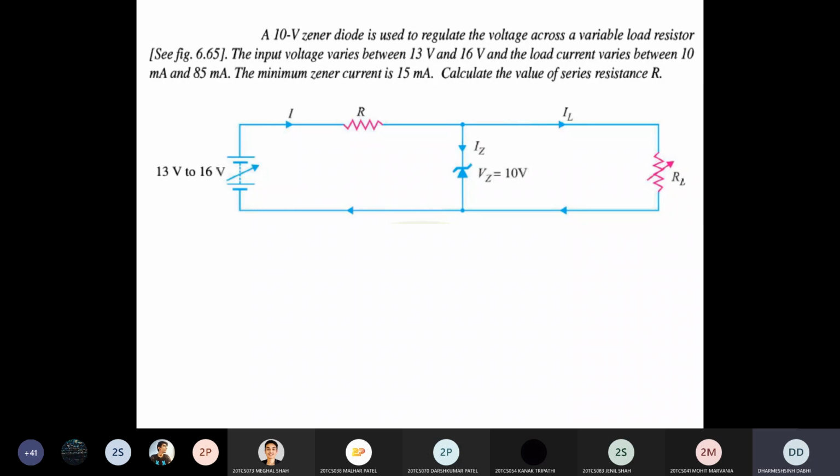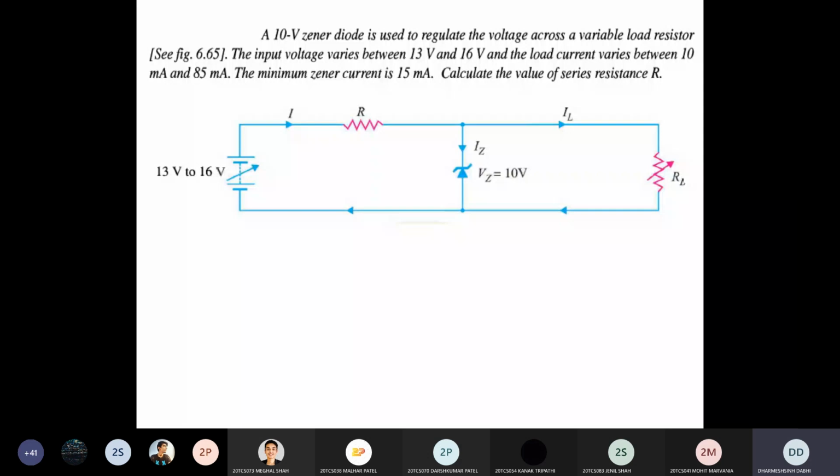Yes, sorry. Sir, 60 ohm. Sir, no. 30 ohm. Yes, 30 ohm. The answer is 30 ohm. How did you get this answer? Can you explain this answer?